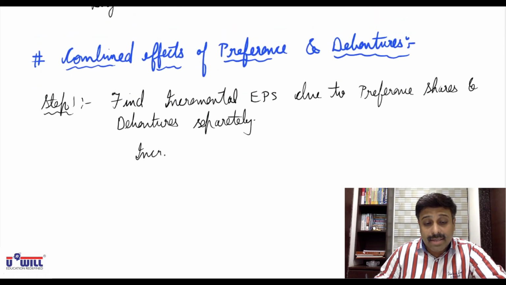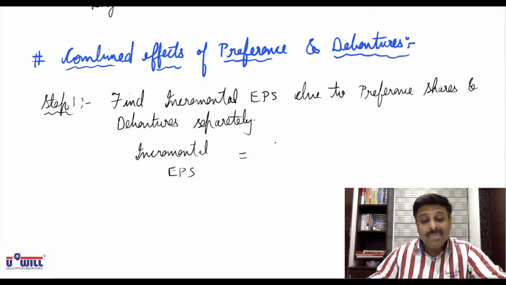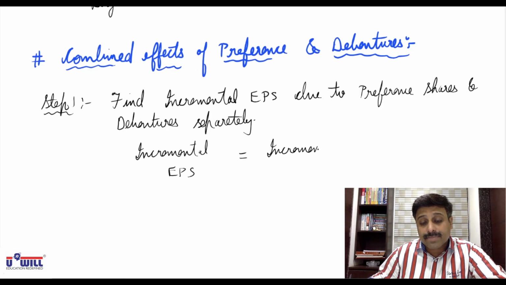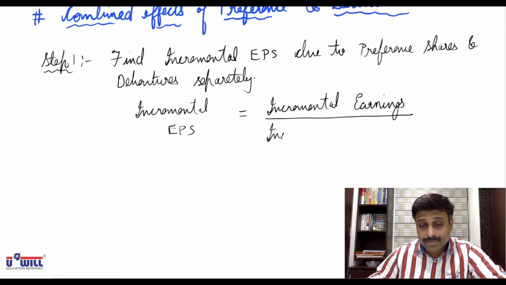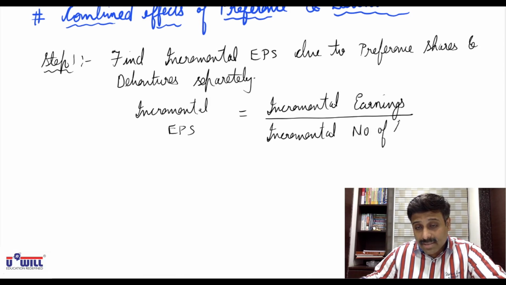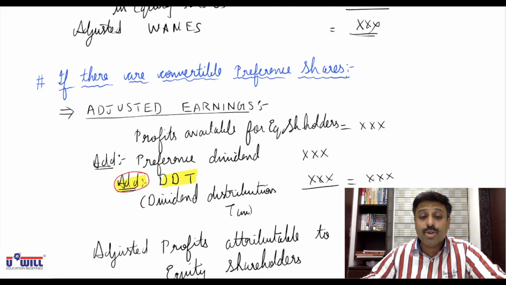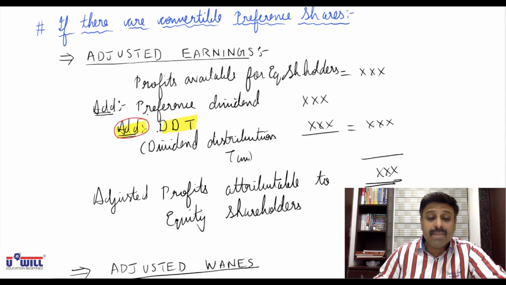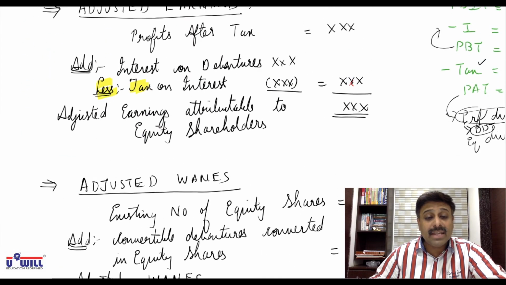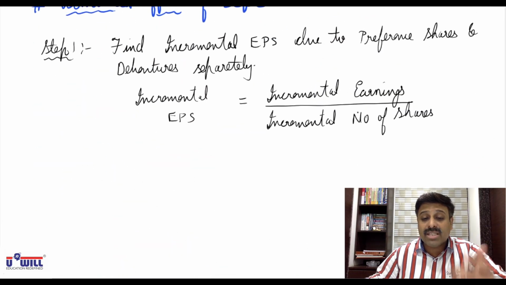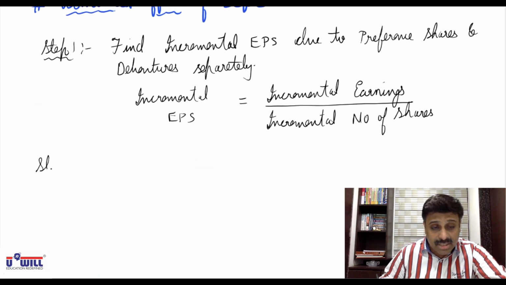How would you find the incremental EPS? Write down: incremental EPS is equal to incremental earnings divided by incremental number of shares. Okay, and the topic is quite simple. How would you find the incremental earnings due to preference shares? Preference dividend plus DDT. How would you find the incremental earnings due to debentures? Interest minus tax. And how would you find the incremental number of shares in both the cases? Potential equity shares.